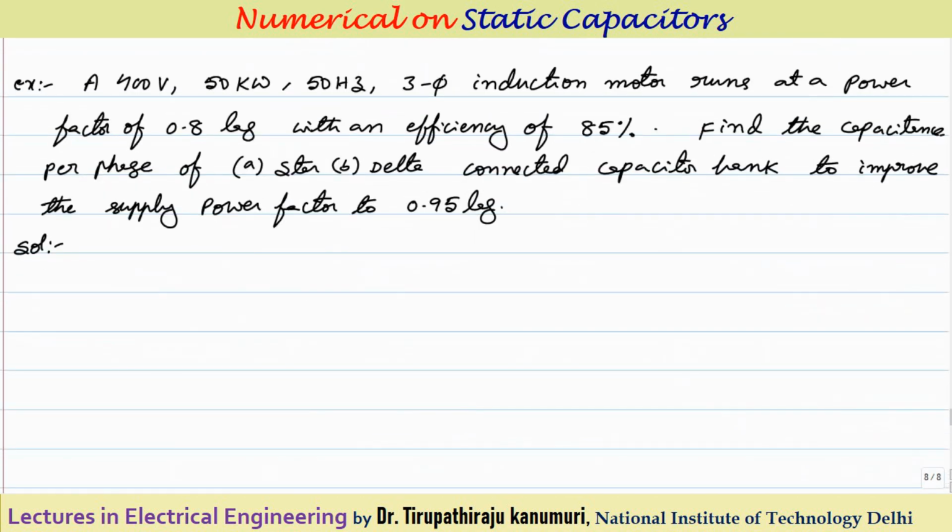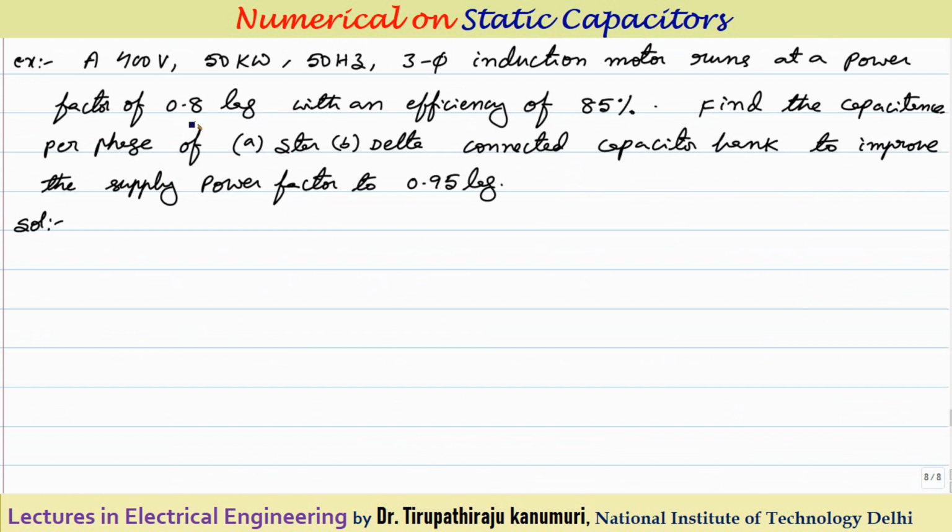So I am proceeding to the next numerical. Some different type of numerical where confusion can be there. Simultaneously I am noting down the given data also, so that you will understand how to note down the given data when you are reading the question. It is mentioned that the voltage V is equal to 400 volts, the power is given as 50 kilowatt, and the frequency is equal to 50 Hz, and it is mentioned it is a 3-phase motor.